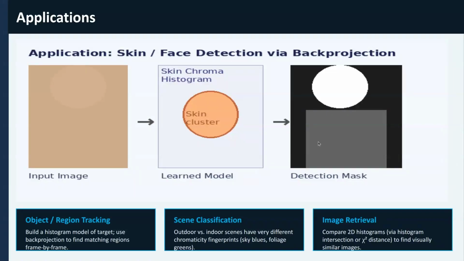So we will use a 2D histogram because when we normalize by the intensity values, our 2D chromaticity histograms, heat maps, remain the same. So we can use it for object or region tracking. We can use it for scene classification. Irrespective of indoor or outdoor scenes, the chromaticity would remain the same. And we could use it for image retrieval, for example, to find visually similar images.